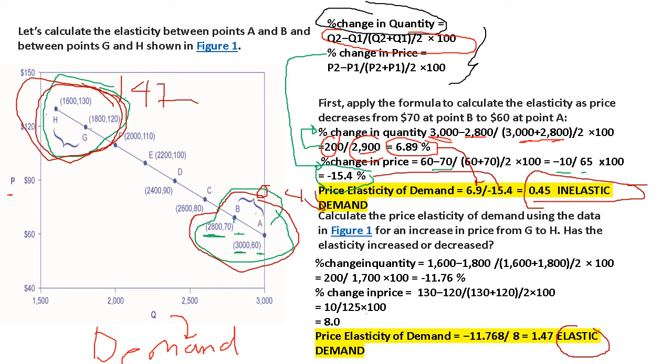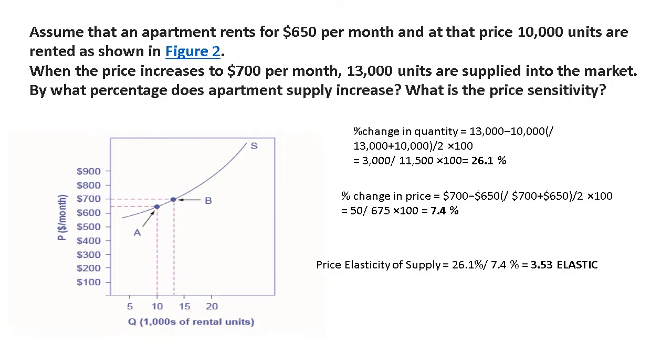Let's move to the example for elasticity of supply. So this one is an apartment for rent, no? You can see that there is a price at 650 per month. And at that point, 650, there were 10,000 units. This one, 510, this is in thousands. Okay? Quantity supplied. Up curve. So we are talking here of the supply.